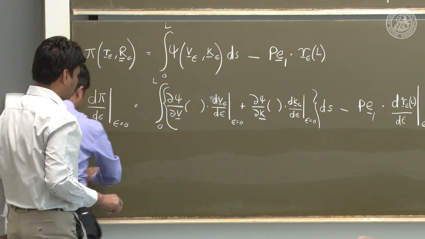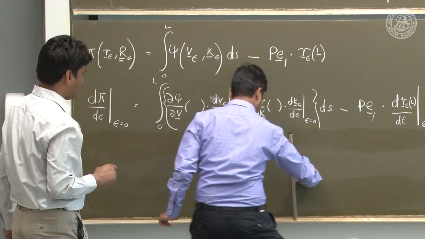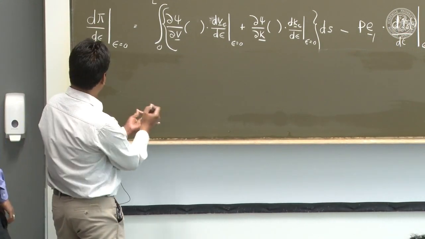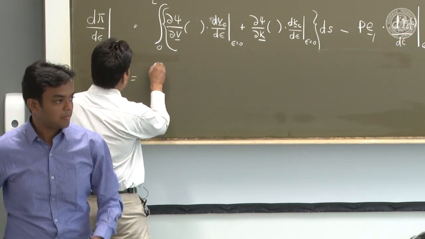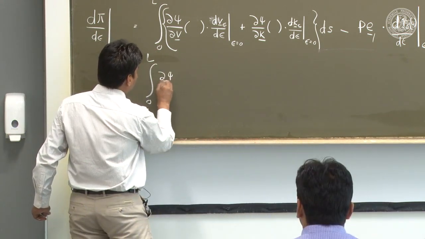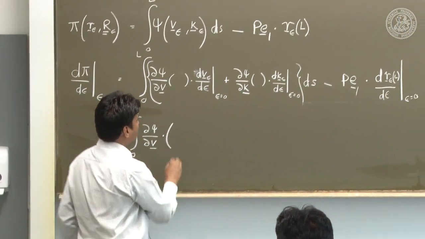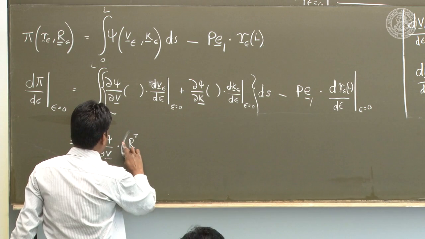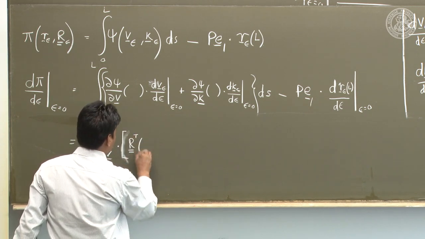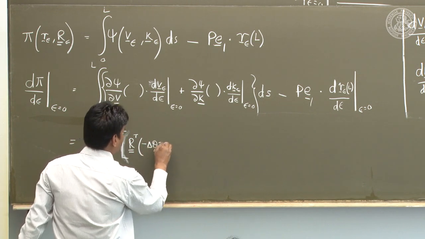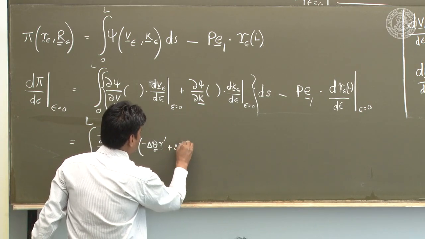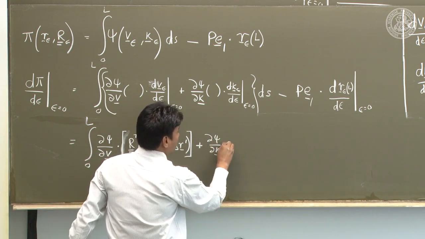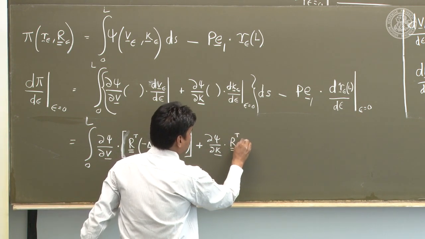I guess this is remaining. Okay, so this is then equal to the integral from 0 to L of del psi over del V dotted with this thing over there, which is R transpose times minus of delta theta little r prime plus delta r prime, plus del psi over del k dot r transpose delta theta prime.